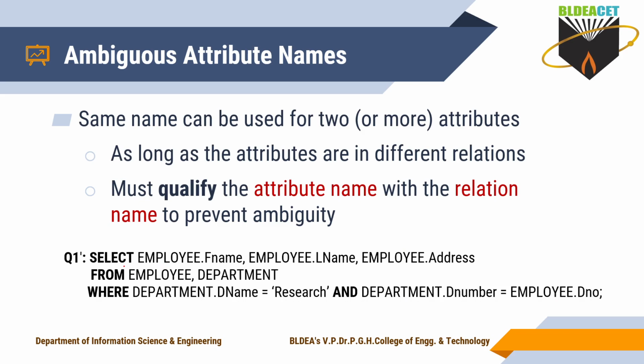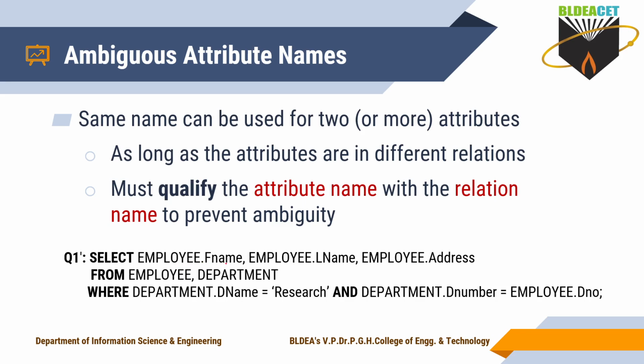So this is one example, the same example I took here. Earlier we specified only Fname, Lname and address. To prevent the ambiguity, use relation name dot attribute name, that is, relation name or table name.